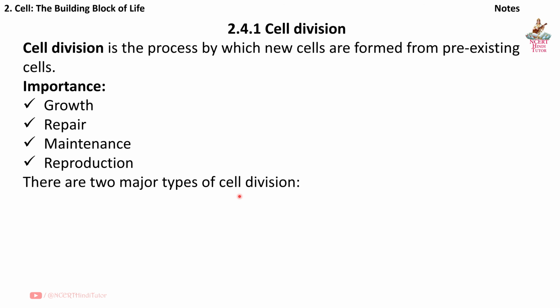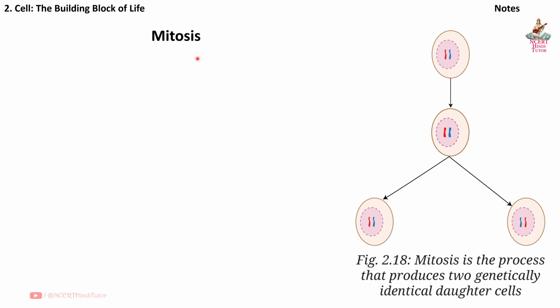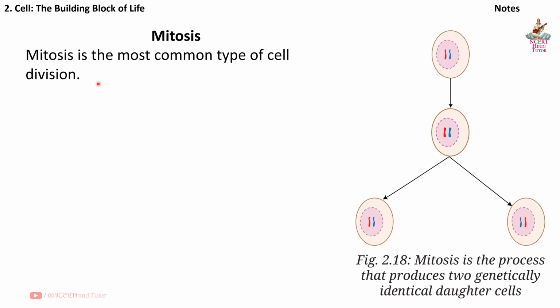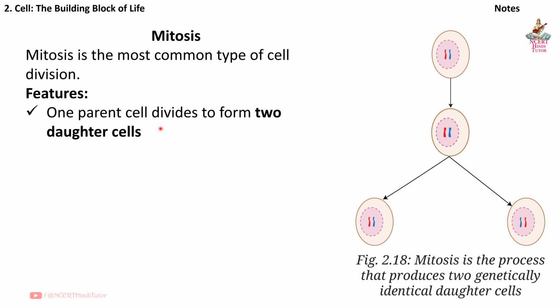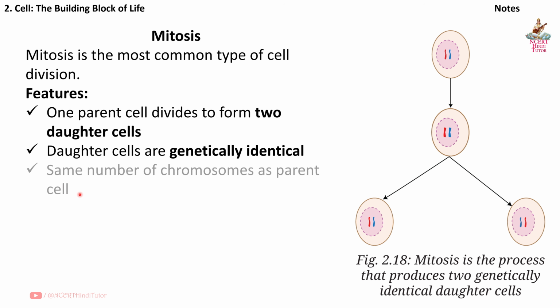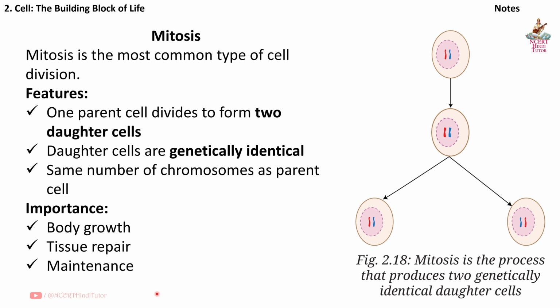There are two major types of cell division. Mitosis. So friends, this is the diagram showing mitosis, the process that produces two genetically identical daughter cells. Mitosis is the most common type of cell division. Features: one parent cell divides to form two daughter cells. So friends, this is the one parent cell and these are the two daughter cells. Daughter cells are genetically identical, with the same number of chromosomes as the parent cell. Importance: body growth, tissue repair, maintenance, asexual reproduction.